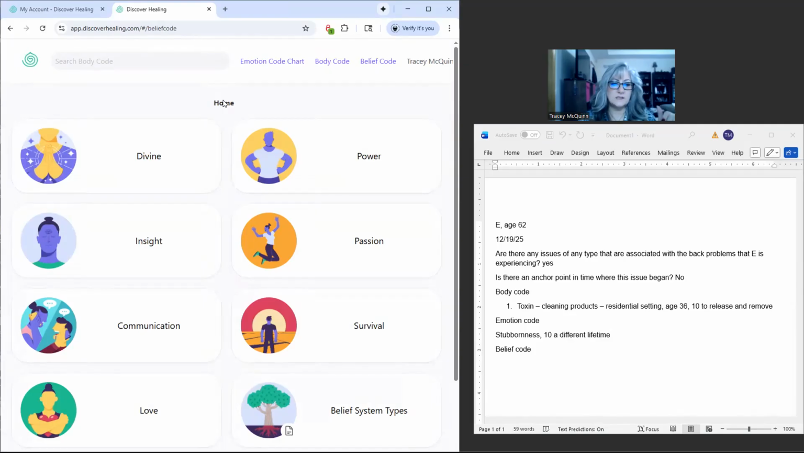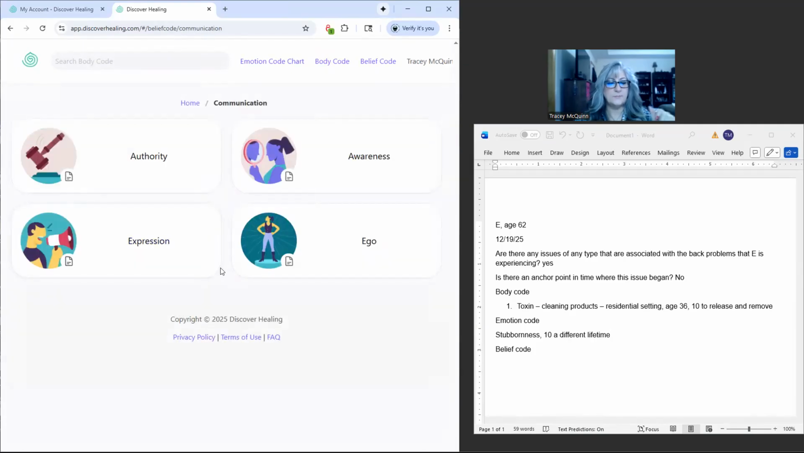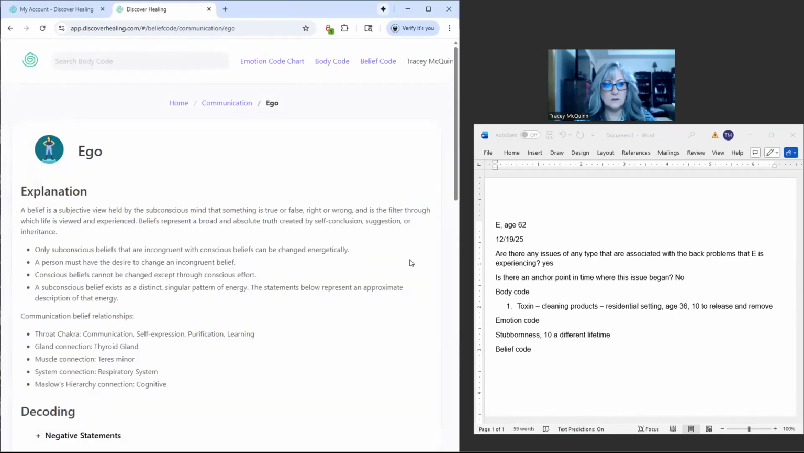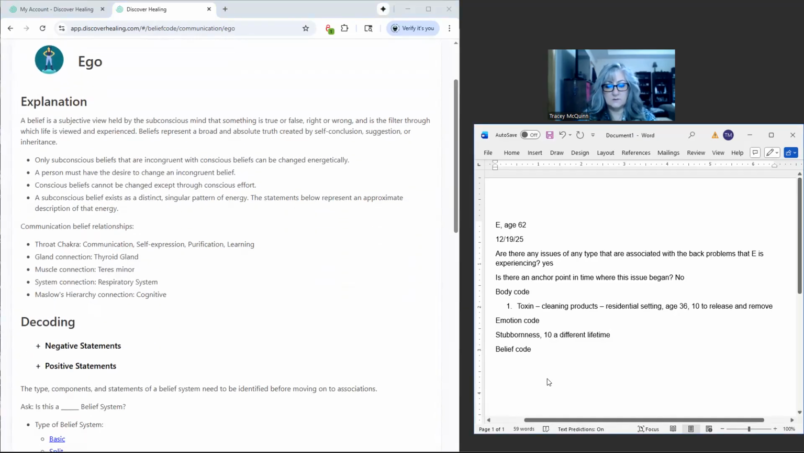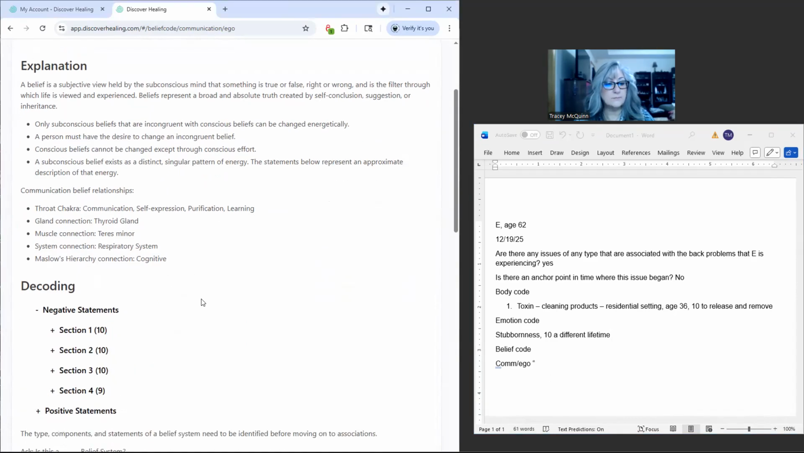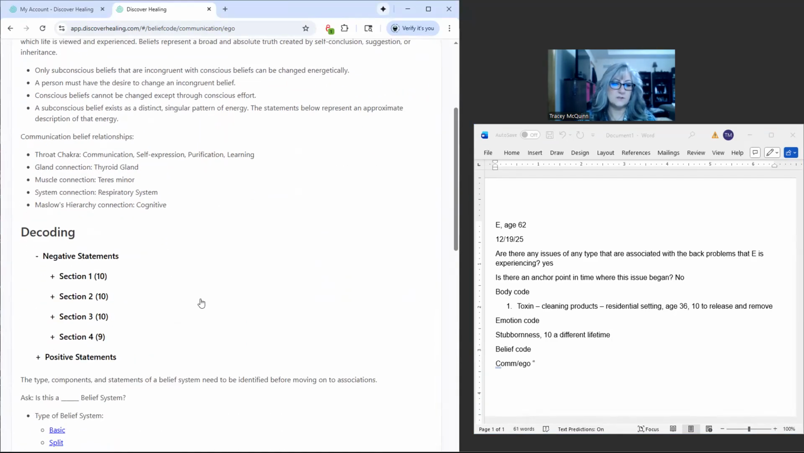Is it divine? Is it insight? Communication? That's in the throat chakra area. All of these things are laid out by the chakra levels. It's on the left side, right side, awareness, ego. Okay. So communication, ego is where this one's coming from. Later that might be important, and it might not. Section 1, Section 2, Section 3, Section 4.